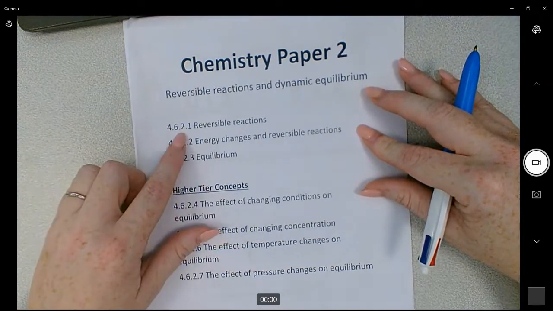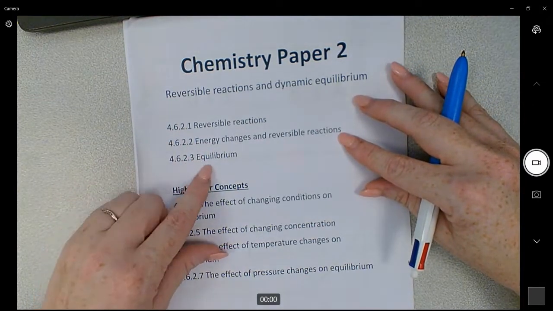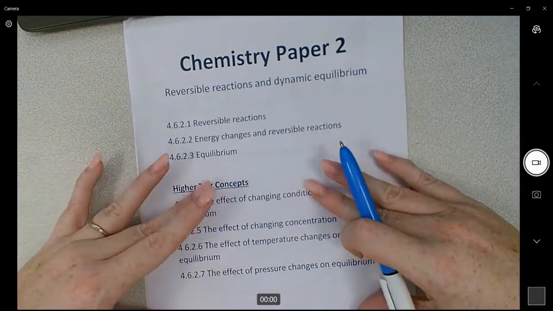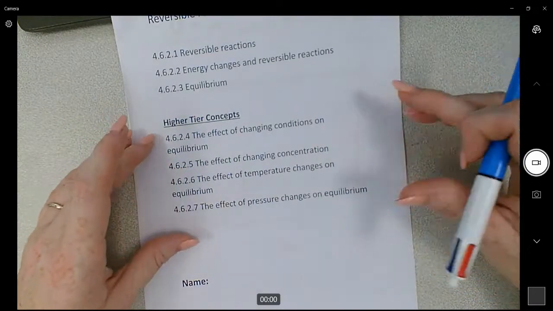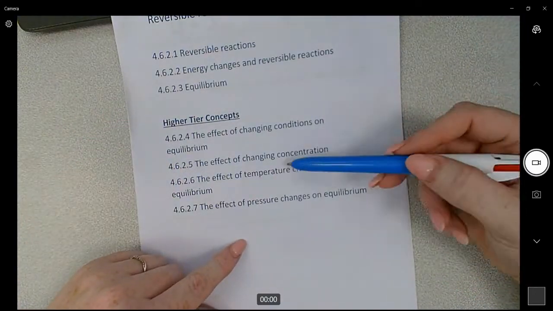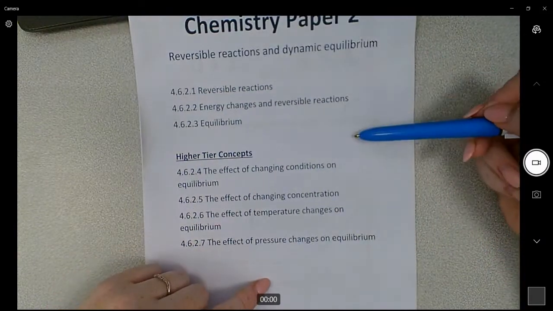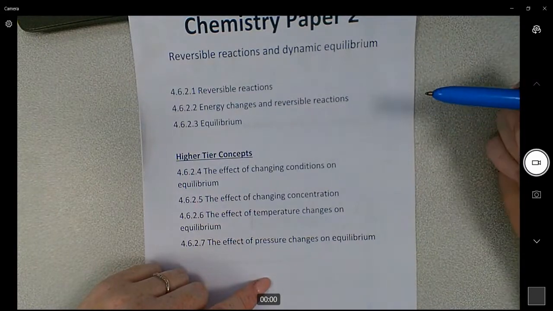the idea of what a reversible reaction is, the energy changes that are involved in reversible reactions, and this idea of equilibrium. Then we're going to move on to the higher tier concepts and how different factors can affect the equilibrium. So we're going to look at concentration, temperature, and pressure. So if you're foundation tier, you're only going to watch up to where we get up to equilibrium, and I will say on the video when to stop.